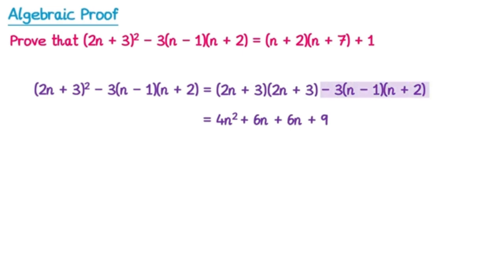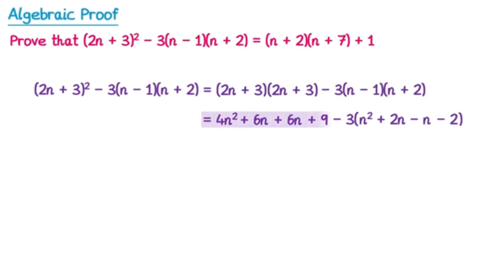Now we come to this part here. The way we want to approach something like this is writing negative 3, then a large bracket. Then we'll expand the double bracket and write the result inside this large bracket. We need to be really careful here to make sure we don't make mistakes with signs. So we're going to start with n times n, which is n squared, n times 2, which is plus 2n, and negative 1 times n, which is negative 1n, and a negative 1 times a positive 2, so negative 2.